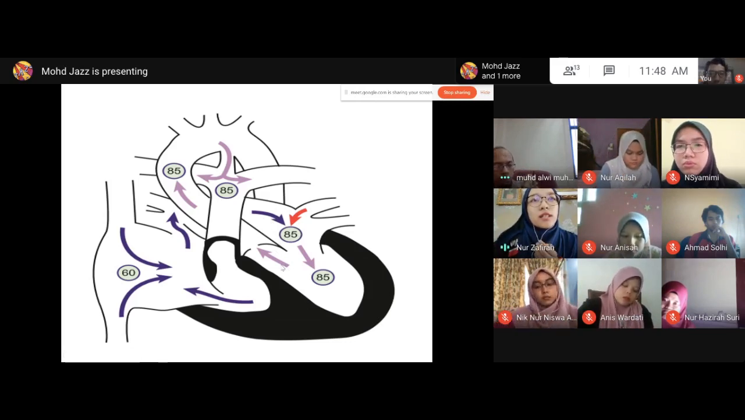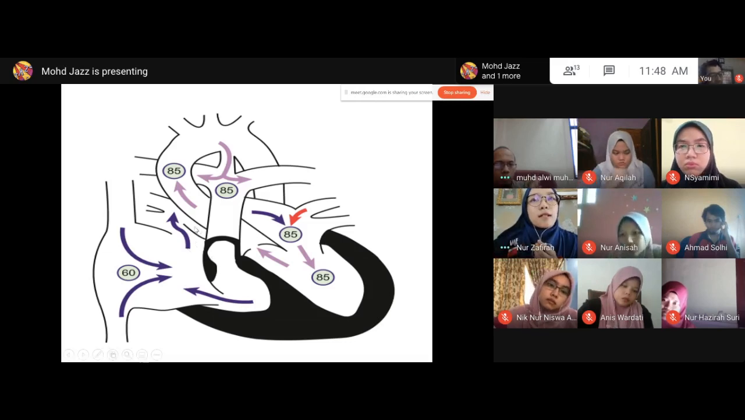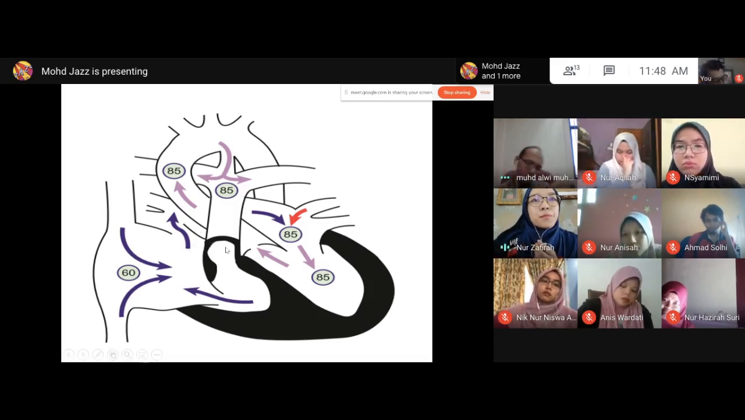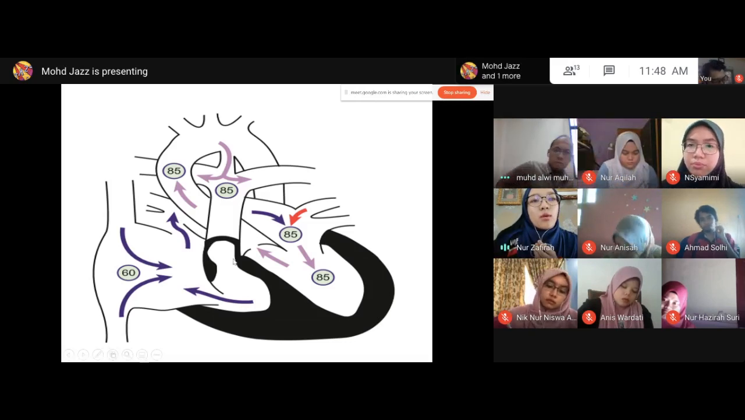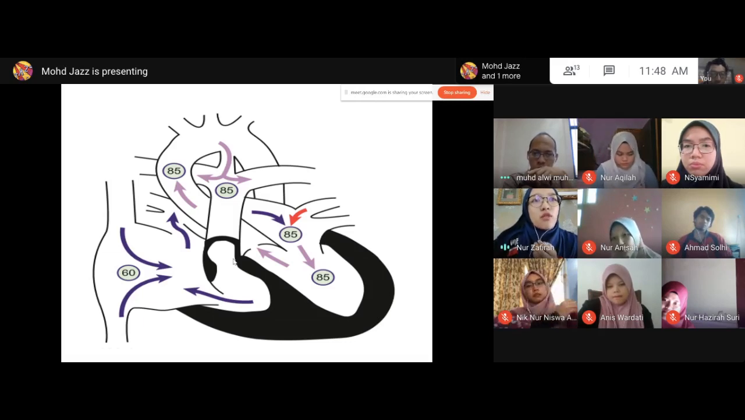So pulmonary atresia is actually a ductal dependent congenital heart disease. If there is no PDA, the baby may die within the first week of life. So that's it for pulmonary atresia.